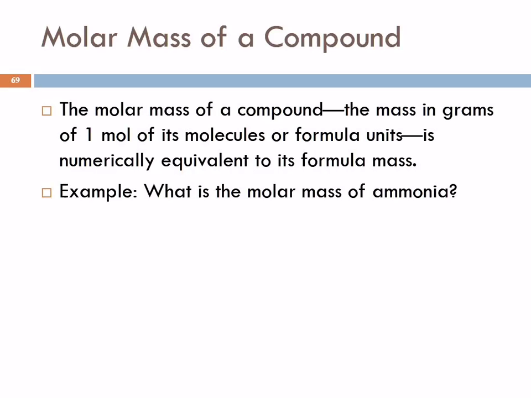So what's the molar mass of ammonia? Well, we need the formula for ammonia. What's the formula? Close. NH3. NH3 is ammonia. NH4+ is ammonium. Yeah, really close. So how do we find the mass of 1 mole of ammonia? Same way we did the formula mass.